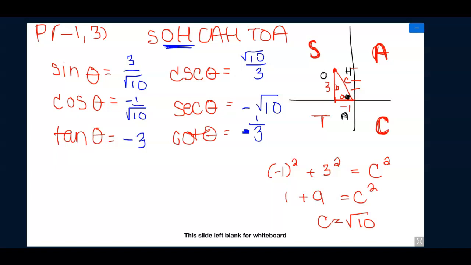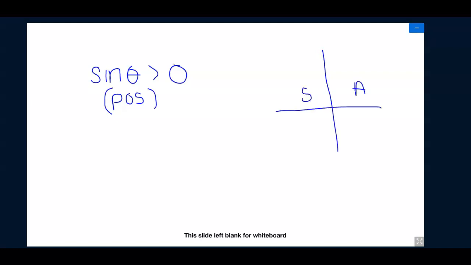So this also, the all students take calc, kind of goes into finding where possibly given information lies. So we might be told that the sine of theta is greater than 0. What that tells me then is that sine is positive. If the sine is positive, then the only quadrant this could live in is 1 or 2. If sine is positive, I cannot live in quadrants 3 or 4.